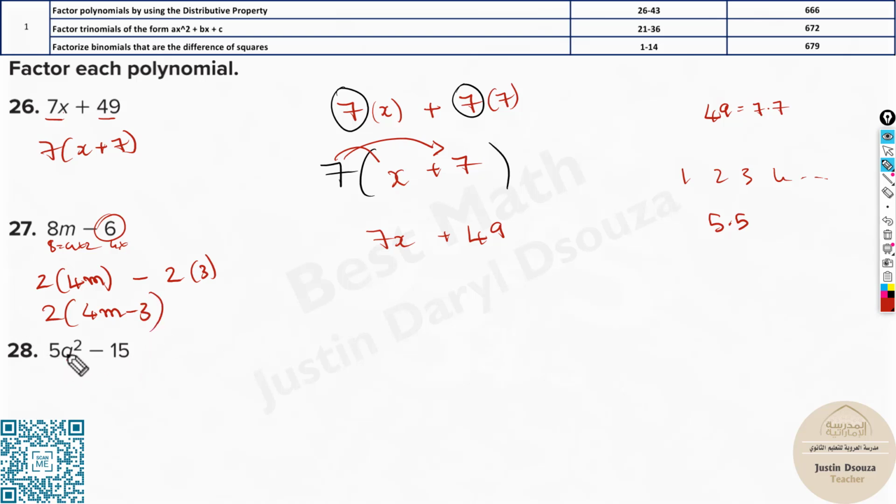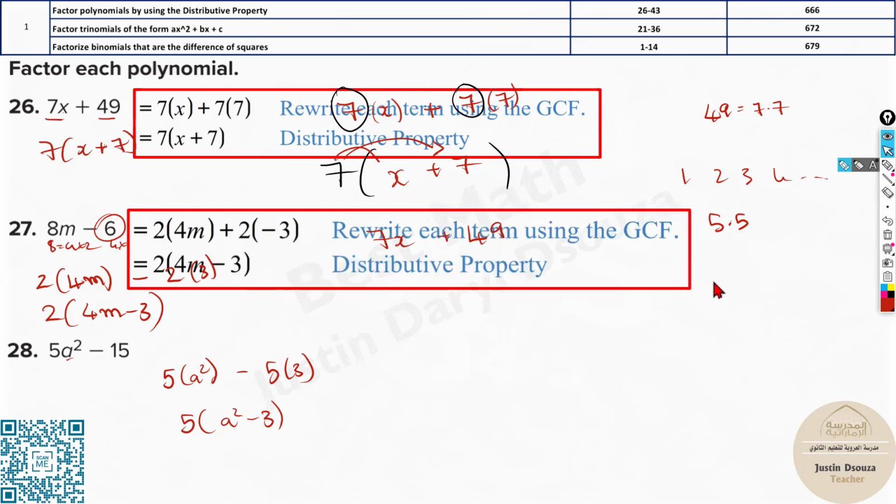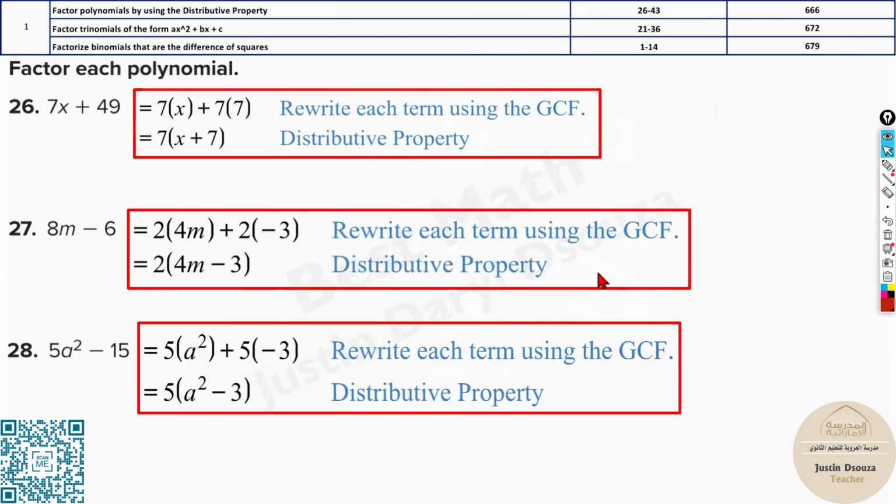Even over here, there is only a squared. There's no a, so we can't take a outside. But pi can be removed out because the first term can be written as pi times a squared minus pi times 3. And when you remove out pi, you will have a squared minus 3. That's it. That would be the answer. So this is how simply we can use the distributive property and solve these terms.